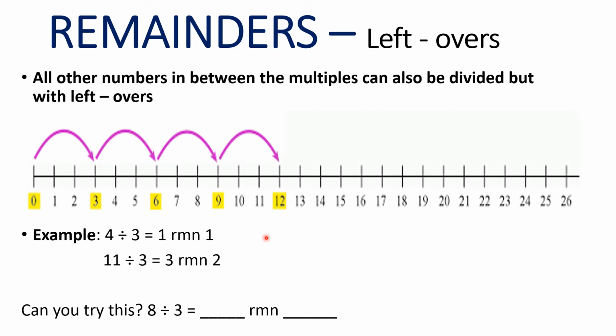6 divided by 3, 2. 9 divided by 3, 3. 12 divided by 3, 4. So we don't have any leftovers. Do you notice that? Okay, good.